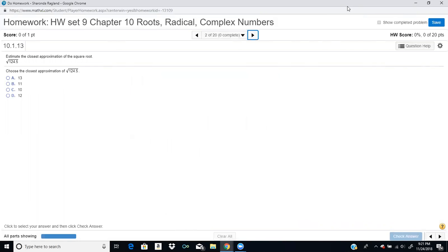Again, this is not a perfect square. We have a 124.5. To approximate, basically, you look at a number less than this that's a perfect square, and a number that's greater than that's a perfect square. So if we look at this, what number would come to mind that's perfect? Let me put this on the board.